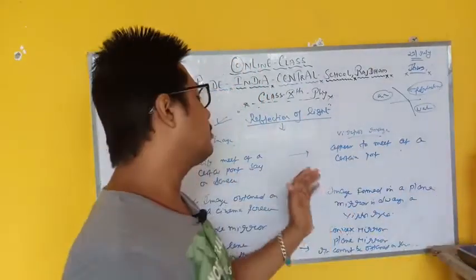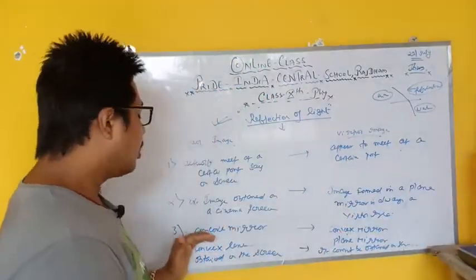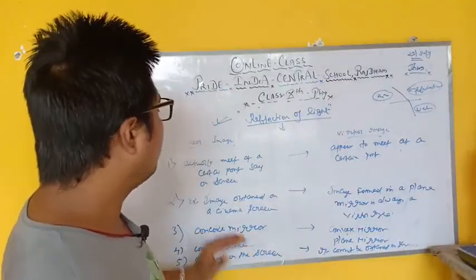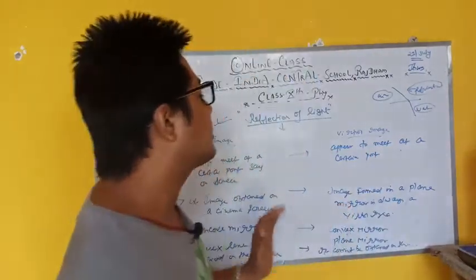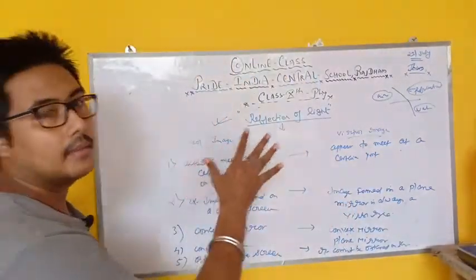Whereas the image formed in a plane mirror, what you see of your face inside the plane mirror, is always a virtual image. A concave mirror and a convex lens can form real images, whereas a convex mirror and plane mirrors always form virtual images. So I think this might be very much clear to you.